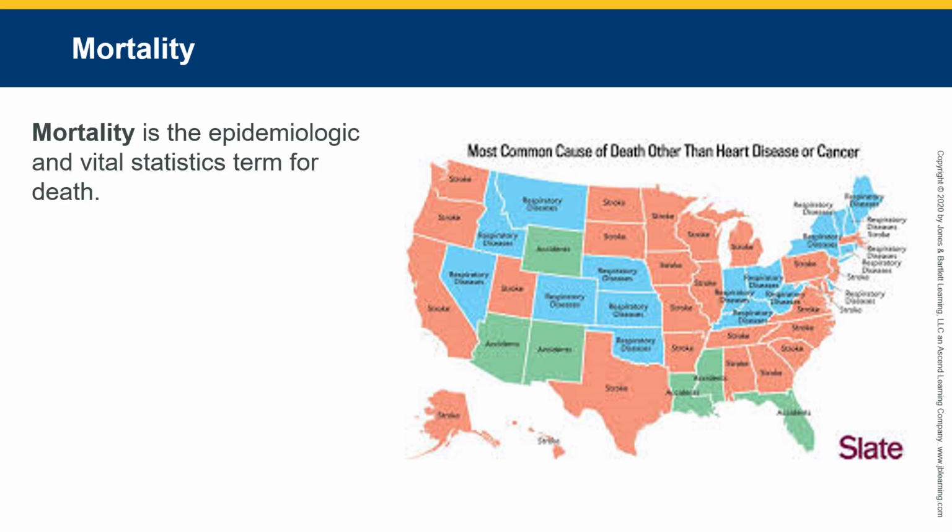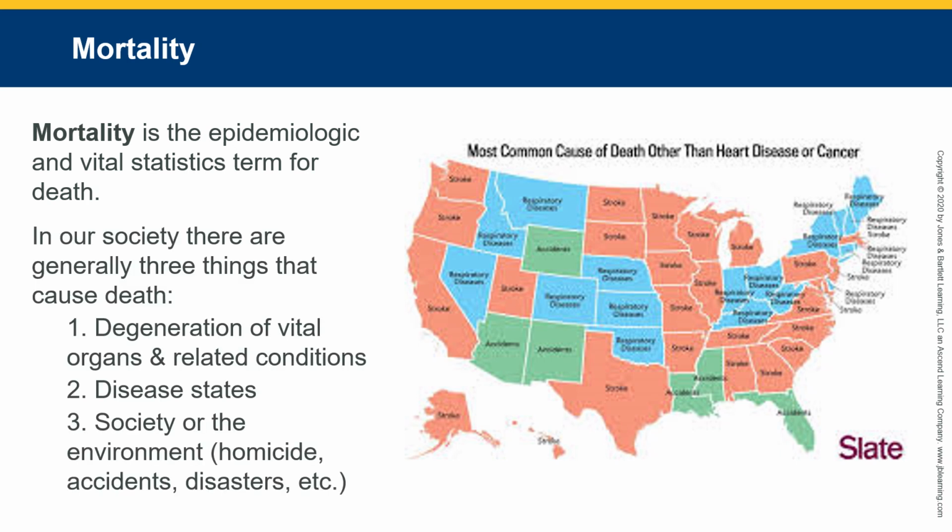So mortality is the epidemiologic and vital statistics term for death. And in our society, there are generally three things that cause death: degeneration of vital organs and related conditions, so old age; disease states; or society or the environment, like homicide, accidents, and disaster. So those are the three different categories of mortality.